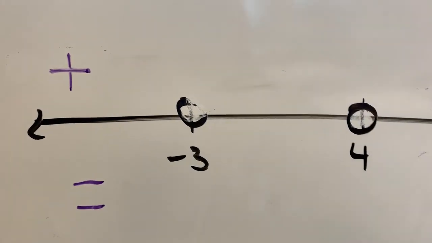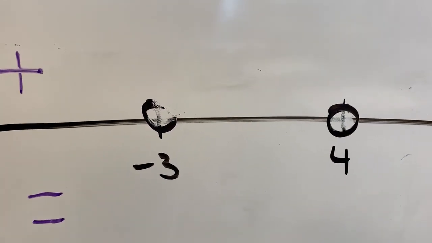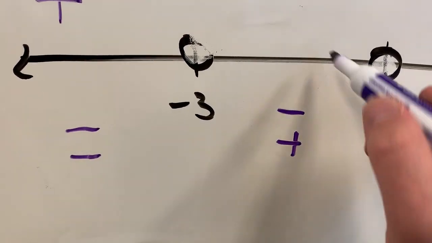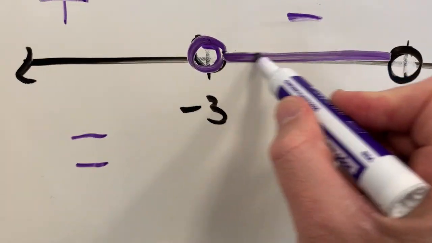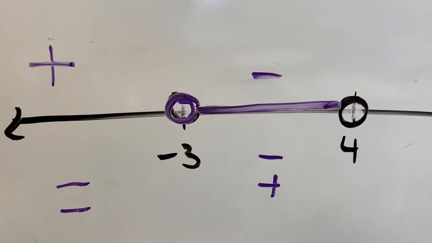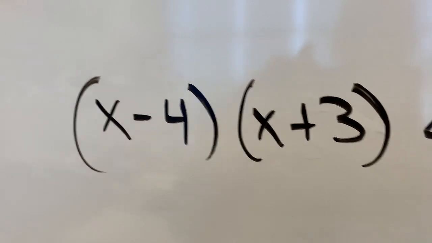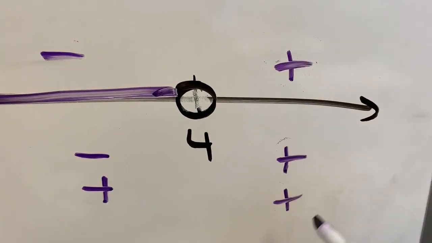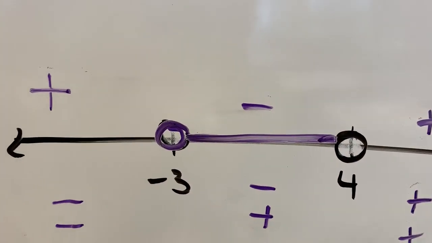Now I pick a number between negative 3 and 4. If I pick a number between negative 3 and 4, like 0 or 1 or negative 1, I will have a negative times a positive. A negative times a positive, in this case, does give me a negative, and so those numbers that are in there do make up my solution. If I try a number bigger than 4 in these factors, I'm going to have a positive times a positive again. A positive times a positive once again gives me a positive, and so they do not satisfy. So this middle region is the answer to my inequality.